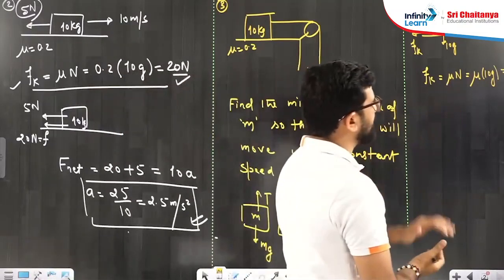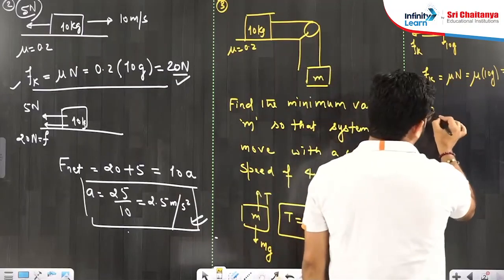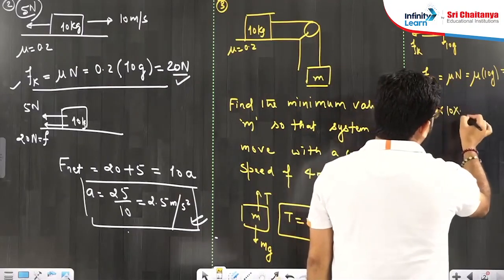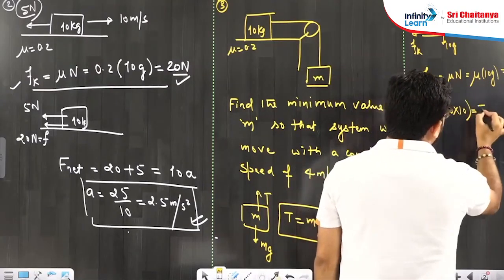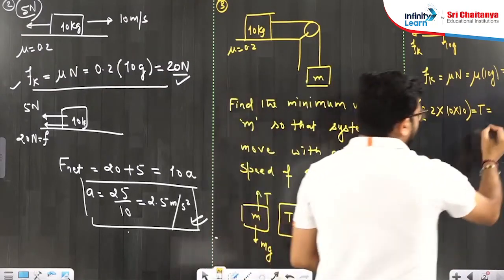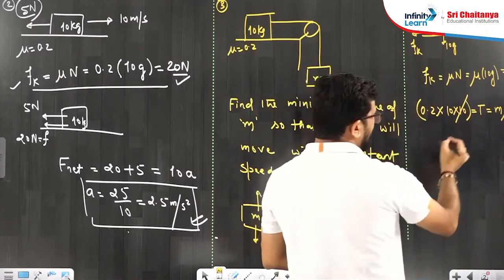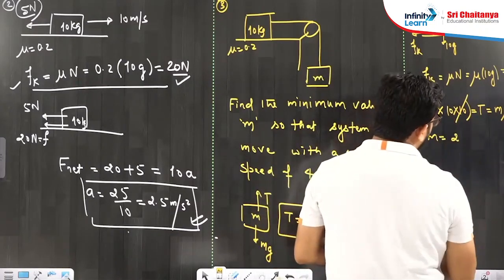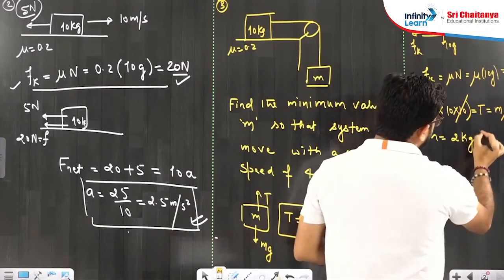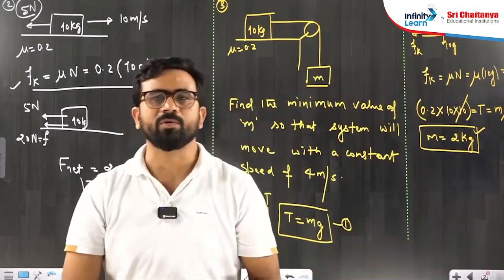Now we have to find a very simple thing. Mu is equal to 0.2, so 0.2 into 10 into 10 is equal to T, and T is nothing else than m into g. This g is 10, so it is removed. What does m become? That is equal to 2 kg. What is m? That is equal to 2 kg.